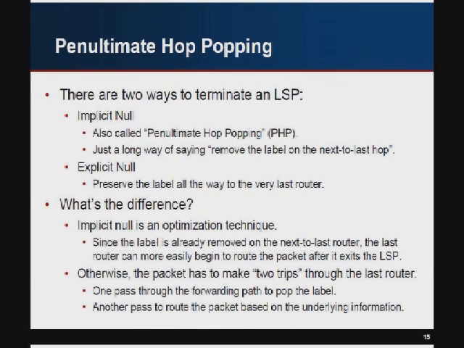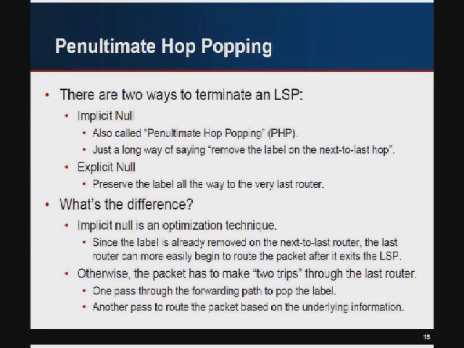There's a concept called Penultimate Hop Popping, which is basically just a really tongue-twisted way of saying having the router before the next to the last router do it instead of the last router. So there's two ways to terminate an LSP. One is called implicit null, which is penultimate hop popping. And basically what's happening is you're popping the label before the final router, so when the packet actually gets to the final router, it doesn't have to do two steps.